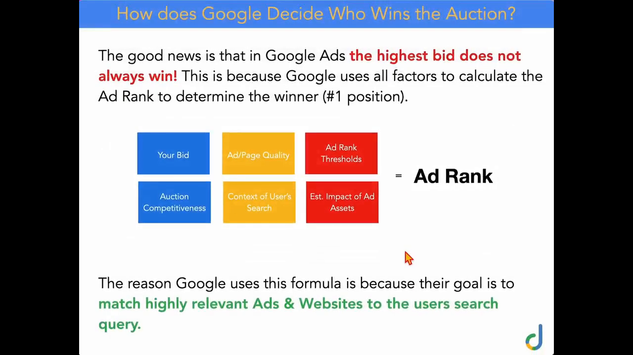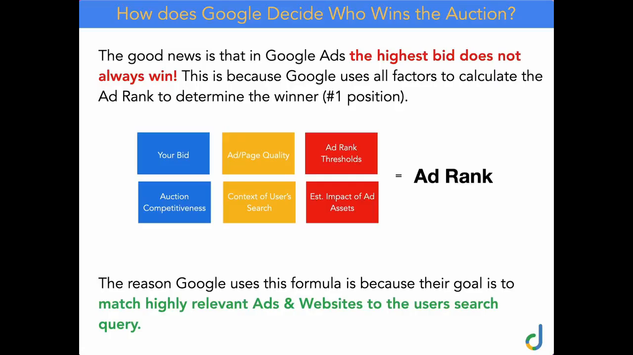Now, the reason why Google uses this formula is because their goal is to match highly relevant ads and websites to the user's search query. Now, the one thing I want to say on that as well is that the reason for why Google does this is because they know that if they continue to serve up low quality ads, sending people to low quality websites, it's going to impact their business bottom line. So don't for one second think that Google is being noble in doing this.